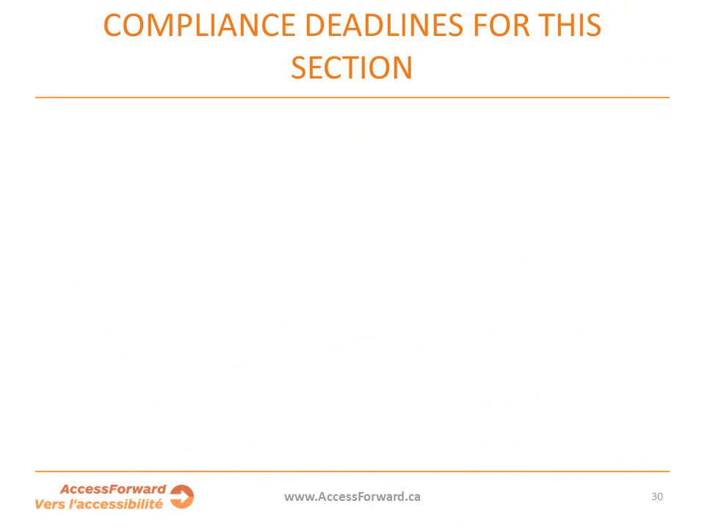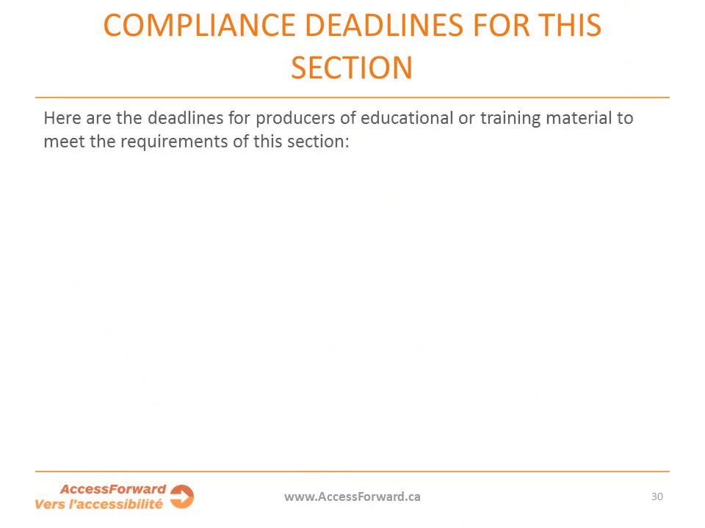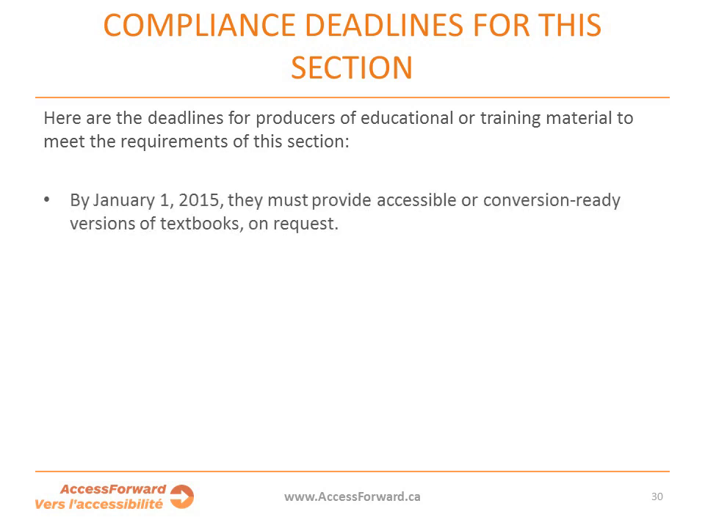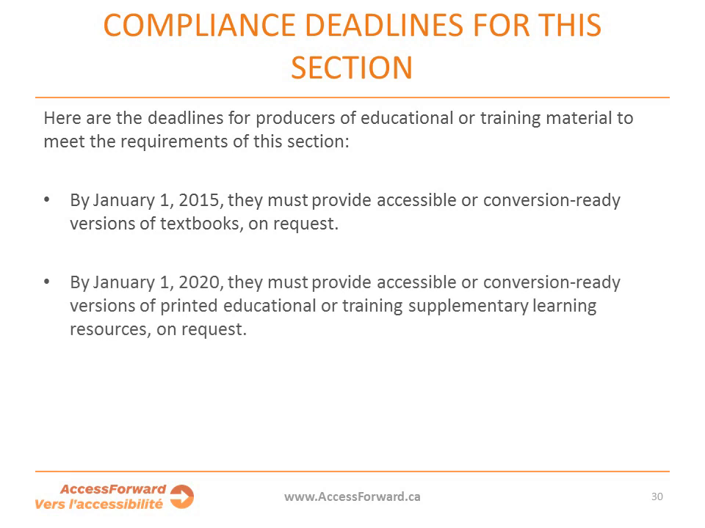Compliance deadlines for this section. Here are the deadlines for producers of educational or training material to meet the requirements of this section. By January 1st, 2015, they must provide accessible or conversion-ready versions of textbooks on request. By January 1st, 2020, they must provide accessible or conversion-ready versions of printed educational or training supplementary learning resources on request.